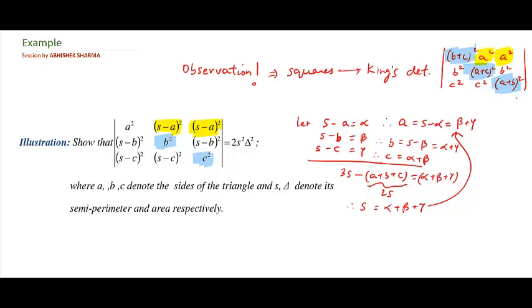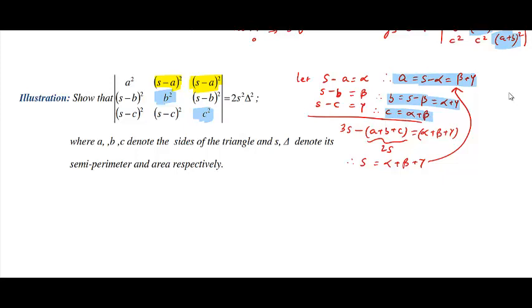So using these substitutions, that a is equal to s minus alpha, b is equal to s minus beta, which is alpha plus gamma, and c is equal to alpha plus beta. Using these substitutions, the determinant now becomes, so for a, I write this quantity, which is (beta plus gamma) whole square.